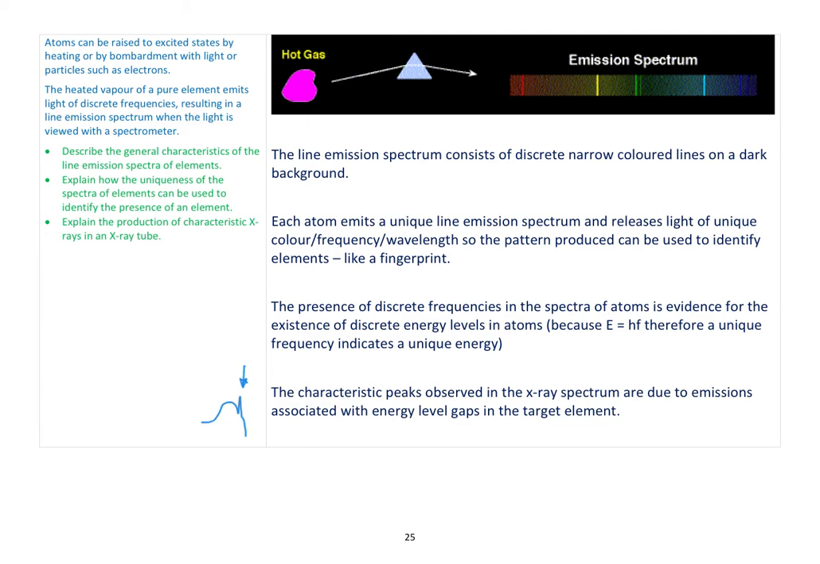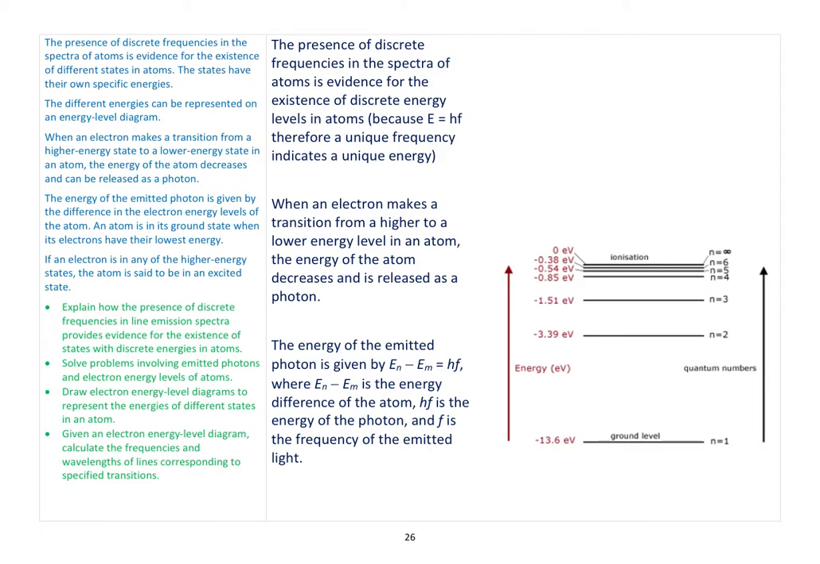So let's get into this in a little bit more detail. The first thing we need to do, and I already started doing this on the previous slide, is explain how the presence of discrete frequencies in the line emission spectrum provides evidence for the existence of states with discrete energies in the atom. I already started talking about this before.